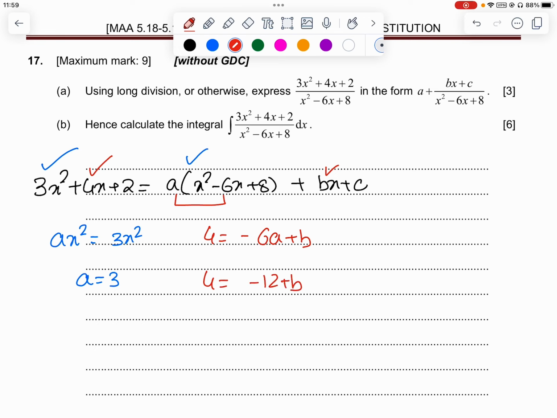So what does that become now? A is 3, right? So it becomes 18 plus b. So b equals nothing but how much? b equals 22. Then comparing the constants, 2 equals 8a plus c. 2 equals negative 24 plus c. So c equals negative 22.